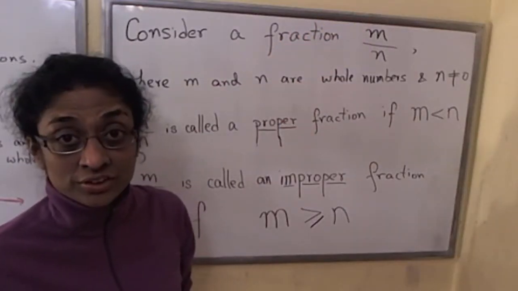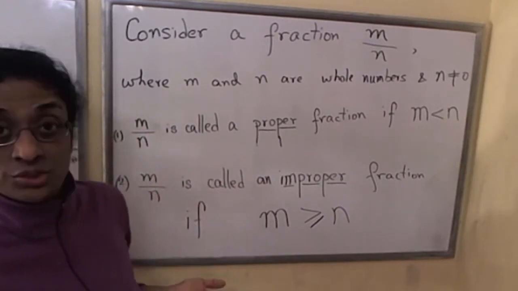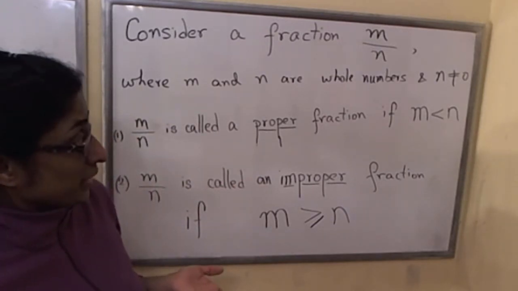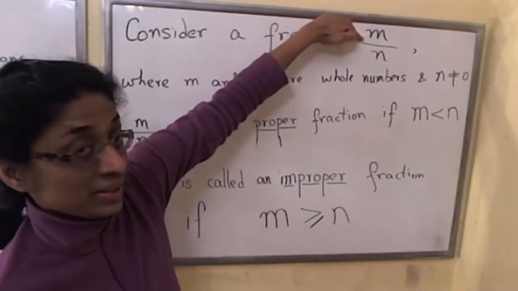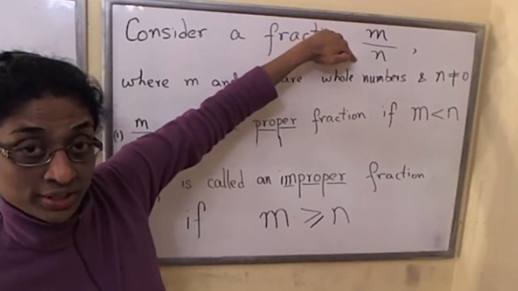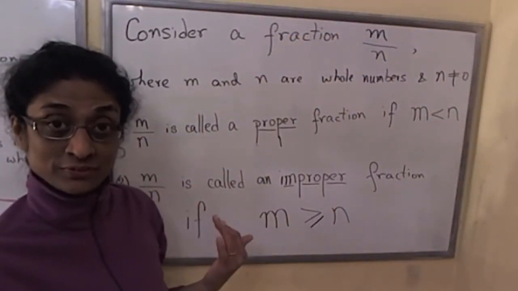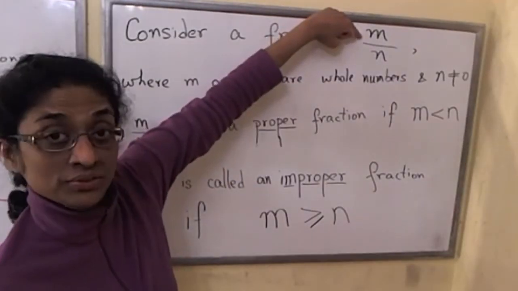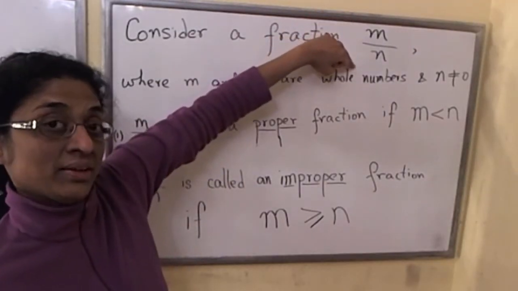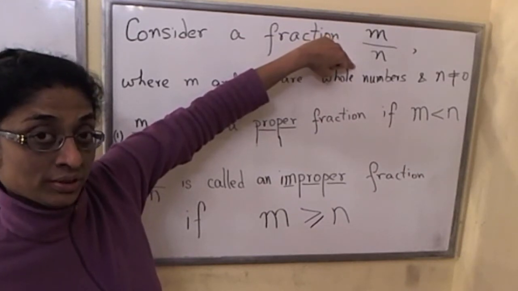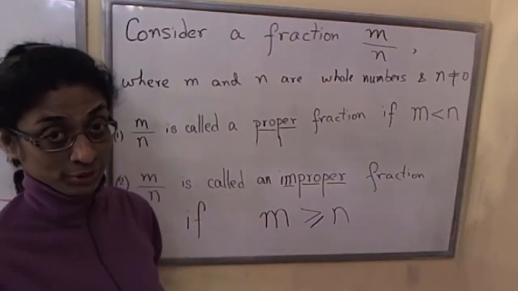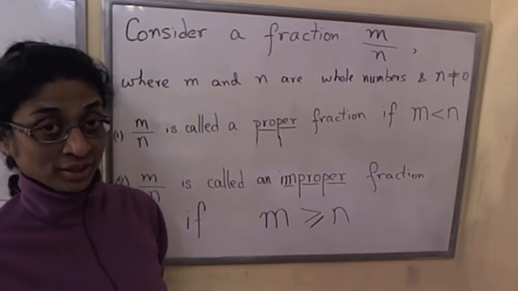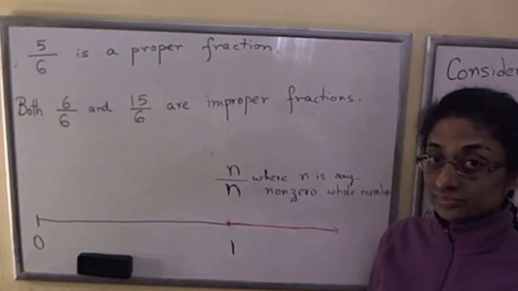Given any fraction, notice only these two situations can occur. Namely, the numerator is strictly less than the denominator, so that means the fraction is a proper fraction, or the numerator is either equal to or greater than the denominator, in which case such a fraction would be called an improper fraction. Let's look at some examples now.